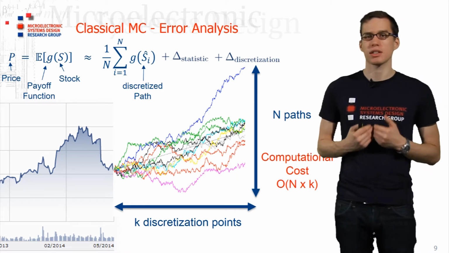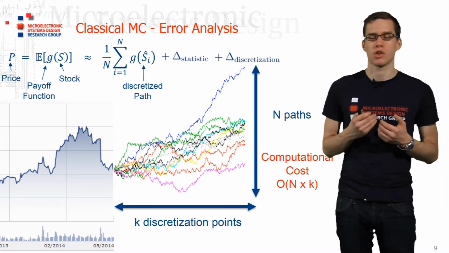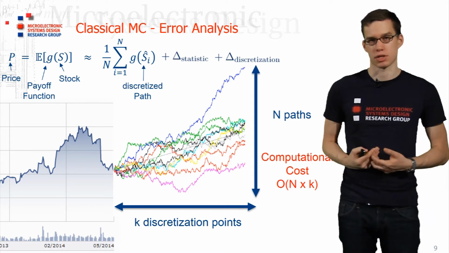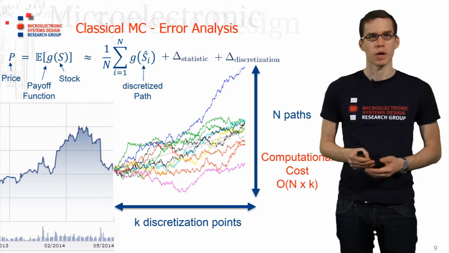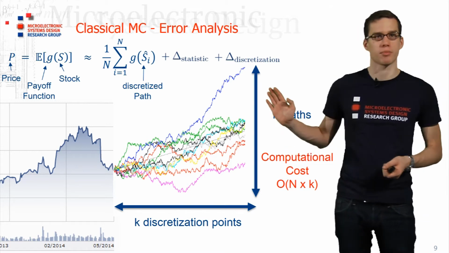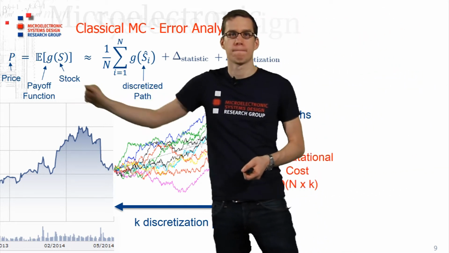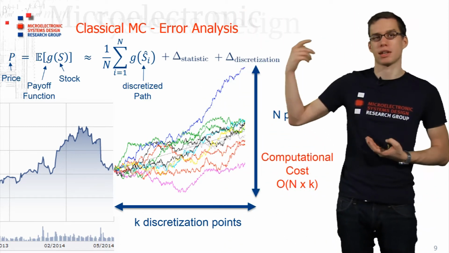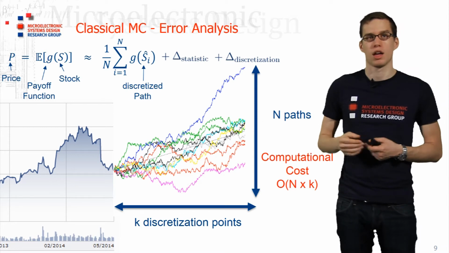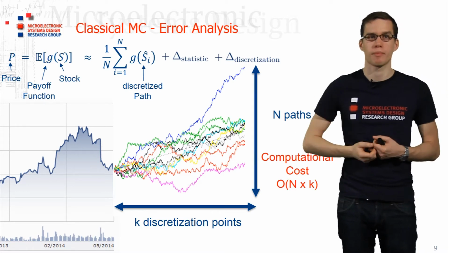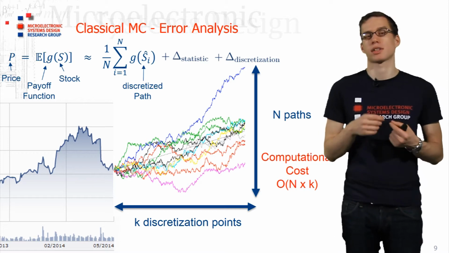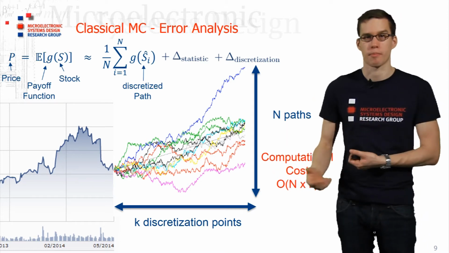The biggest challenge is to control the errors in the Monte Carlo setting. In principle, it's very simple. We have the option price P, where we take the stock S, take the payoff of the stock, and then take the expectation value. So it's the expected payoff of the stock.